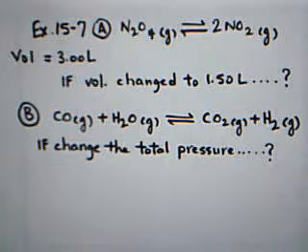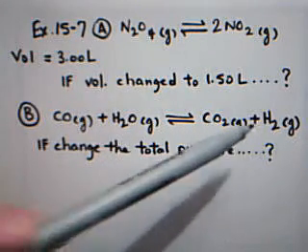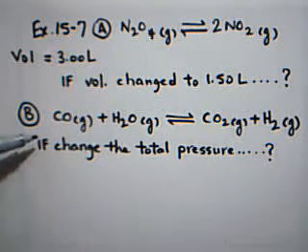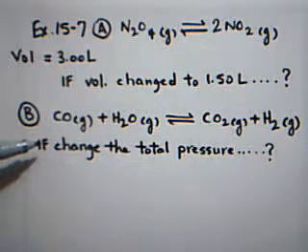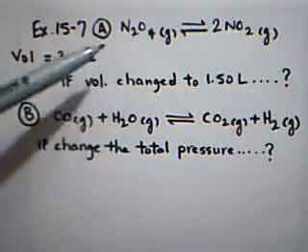And in this example in 15.7, because I have 1 + 1 is 2 on this side and 1 + 1 is 2 on that side, I have the same number of moles of gas on each side. That's the reason why changing the volume in B has no effect on the equilibrium position, whereas changing the volume in A does, because I had different numbers.